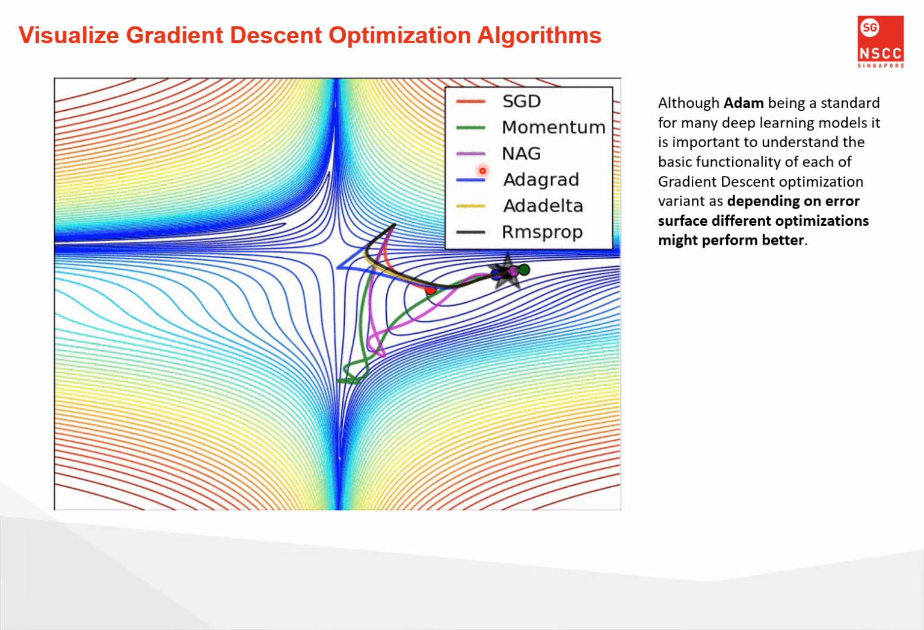The one that I mentioned just now, the purple one, the NAG, you can see this one really accelerates very fast. It also, just like the momentum, overshoots, but then it is able to return to the minimum point a lot faster than the pure momentum-based one.